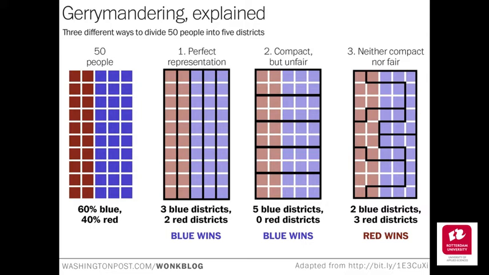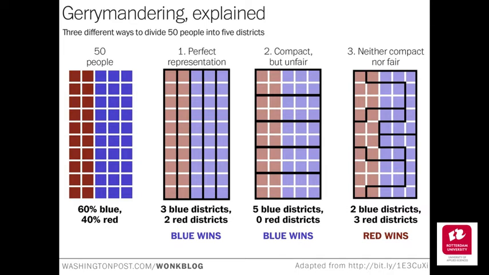So as you can see here, what you want to do when you create a district is, here we have a district with 50 people and 60% of them vote for the Democratic Party and 40% of them vote for the Republican Party. And we know that each district essentially has to have 10 members. So the first one that we have here is the perfect representation. And in this one, we can see that there would be 3 blue districts and 2 red districts. And so the blue would win.